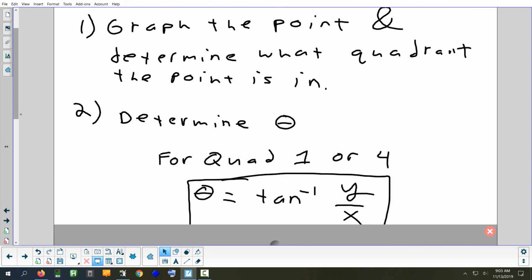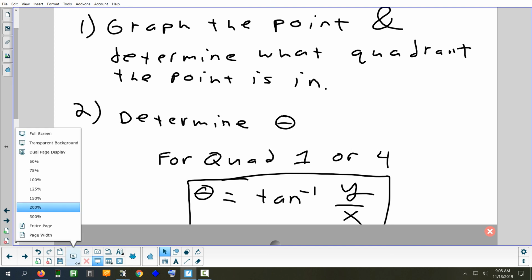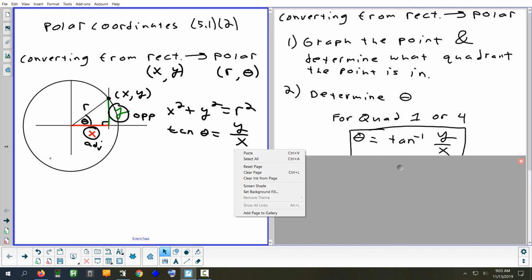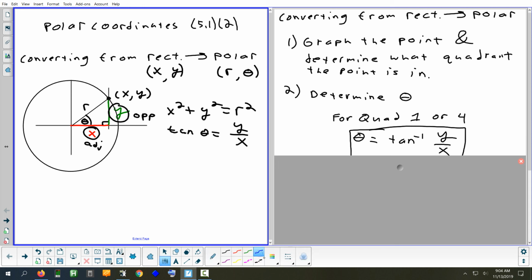So if you're in quadrants 1 and 4, the formula is exactly what I just showed you on the other page. We had tangent of theta equals y over x. We want to get rid of tangent. Isaiah said use inverse tangent. Yep, perfect. Theta equals inverse tangent of y over x. And that works fine if your coordinate is anywhere on this blue area. That's quadrants 1 and 4.